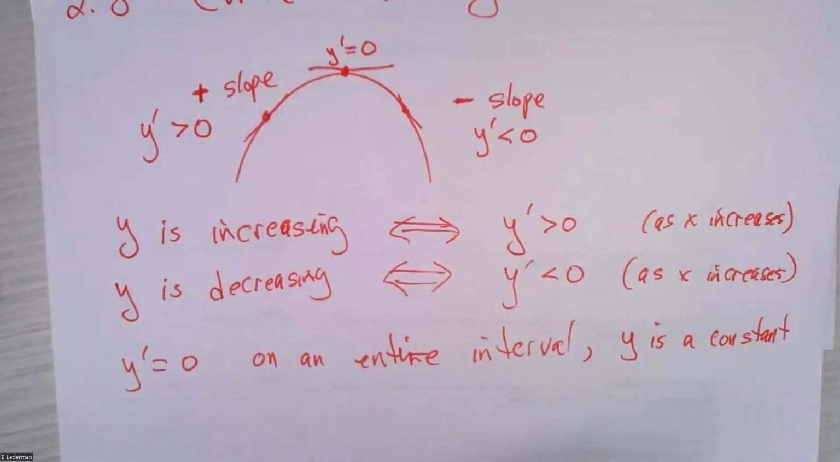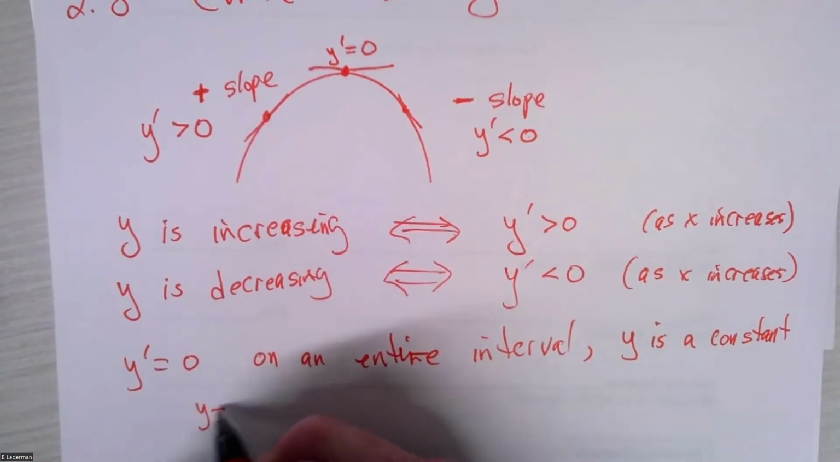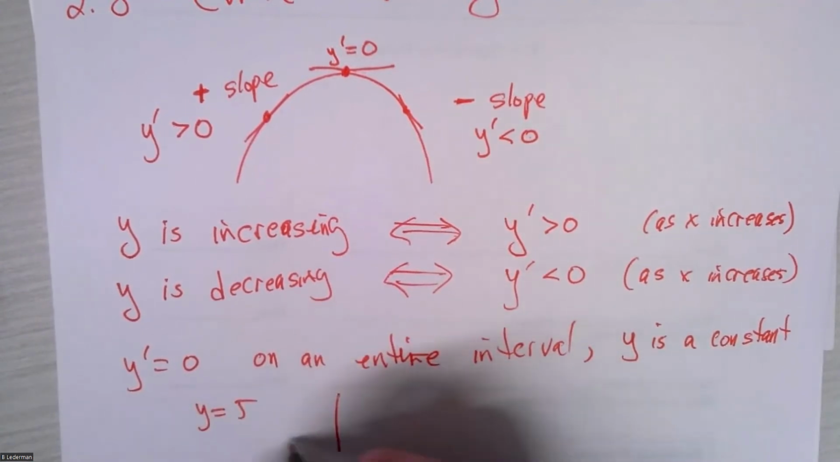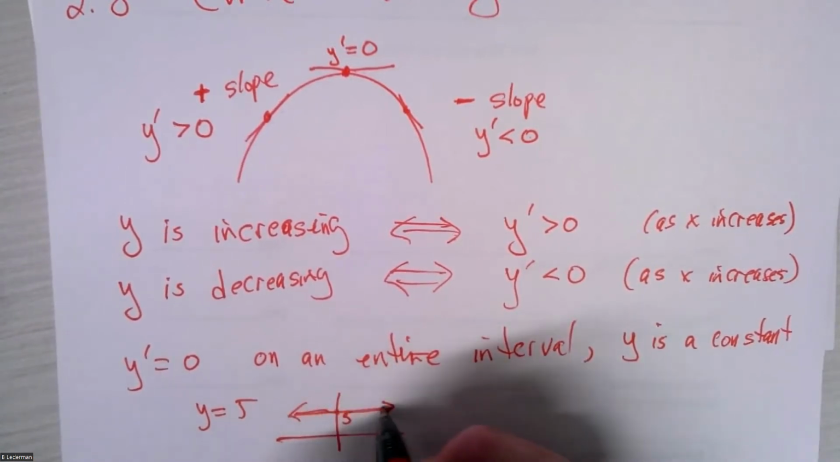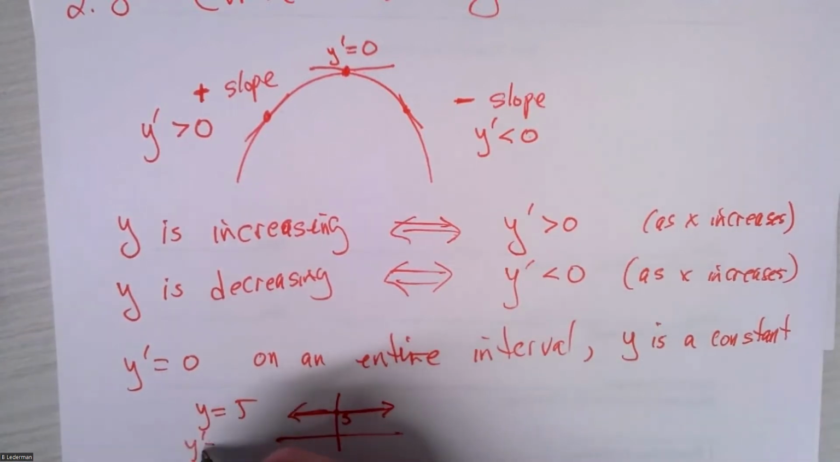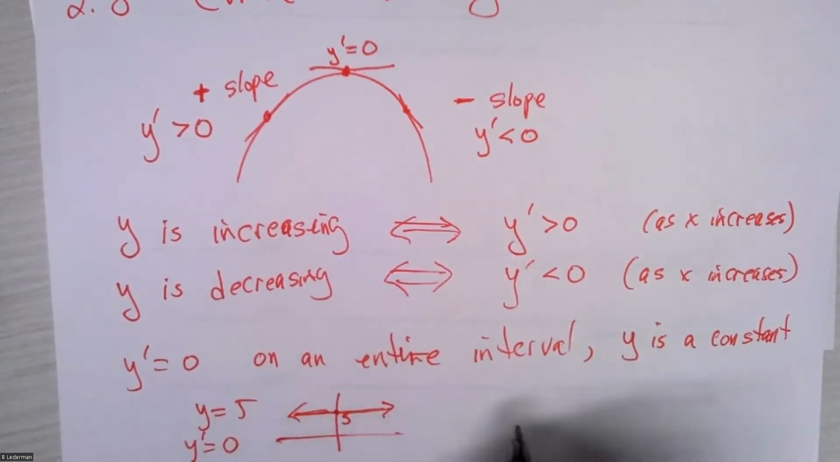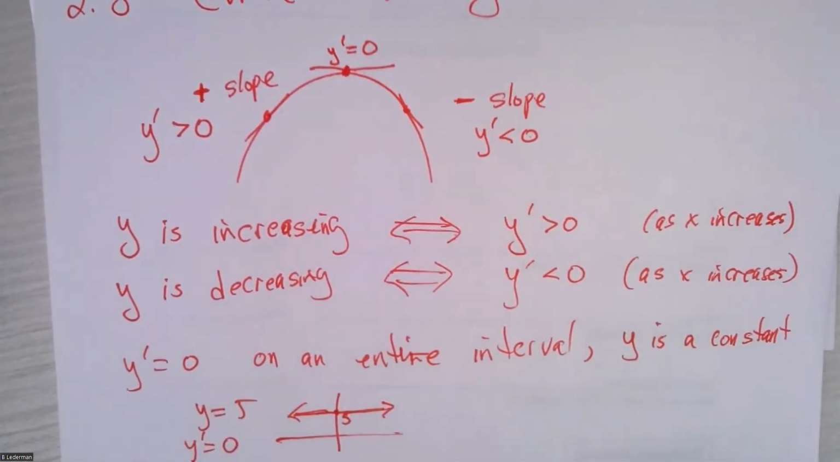If I have a very simple function to graph, y equals 5, that's 5 right there. So if y equals 5, y prime equals 0. In this case, y prime equals 0 along the entire x-axis. So this is a classic case of a constant. That's what we're talking about here.